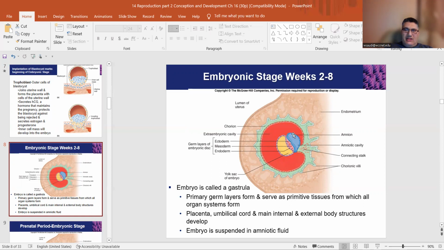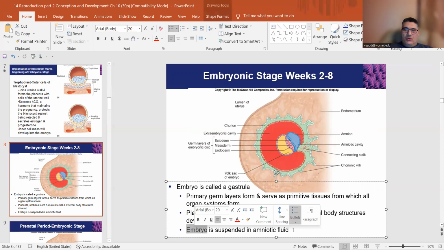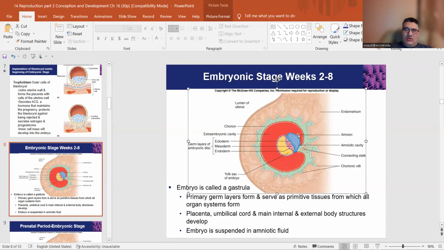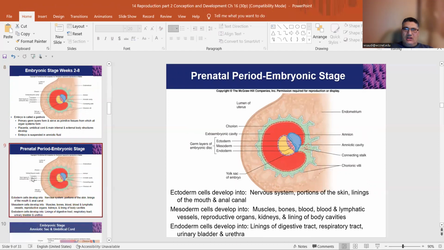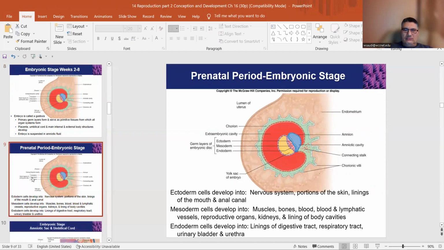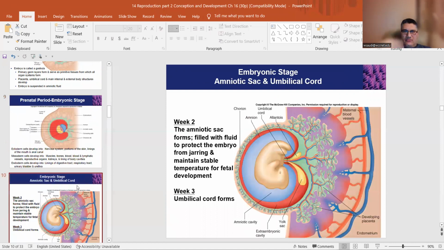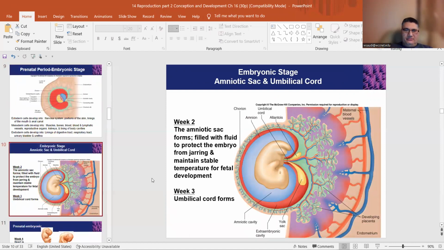And this part here is called the amnion. I want you to know that the embryo will be suspended in the amniotic fluid. The embryo, which is inside of this, will be surrounded by fluid. Good enough to know. It will start to divide into different divisions and will start to make the different body parts. You can read it if you're interested, but just understand the idea.